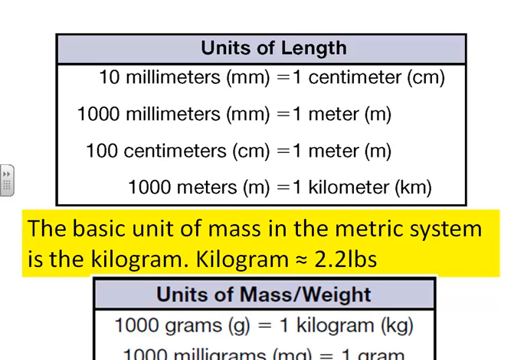The basic unit of mass in the metric system is the kilogram, and a kilogram is approximately 2.2 pounds. That's something you'll want to remember. I see a lot of test questions where you convert kilograms to pounds, and you need to know that a kilogram is approximately 2.2 pounds. 1,000 grams equals a kilogram, and 1,000 milligrams equals 1 gram.